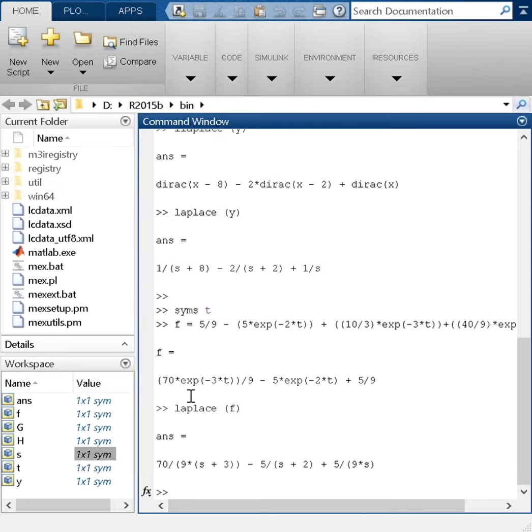Then we hit enter, and this is the new equations, and then we Laplace it on the f function, f equations, and we get the answer of 70 over 9 times s plus 3 minus 5 over s plus 2 plus 5 over 9 multiplied by s, 9s.